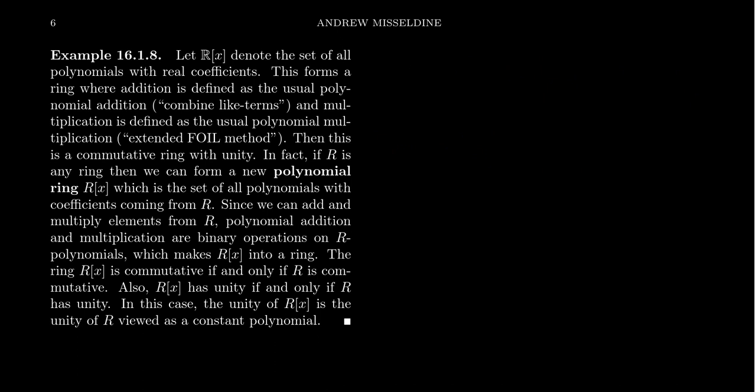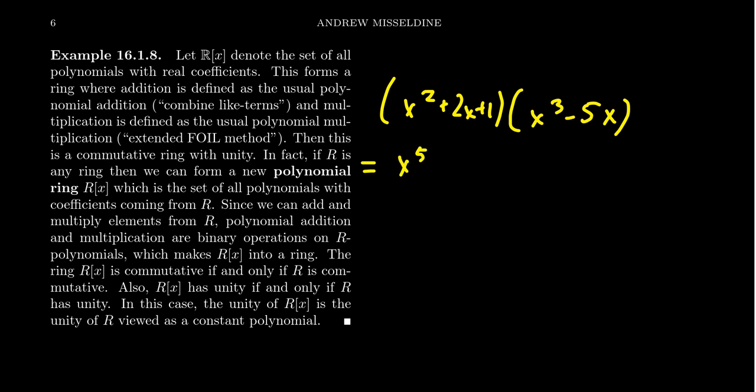You just use the distributive property, in which case if we had something like x squared plus 2x plus 1, and we multiply that by, say, x cubed minus 5x, the usual distributive property, which is the extended FOIL method, you're going to get x squared times x cubed, which is x to the fifth, x squared times minus 5x gives a minus 5x cubed right there. Then the next one, you're going to take a 2x times an x cubed, which gives us a 2x to the fourth. You're going to take a 2x times a negative 5x, which gives us a negative 10x squared.